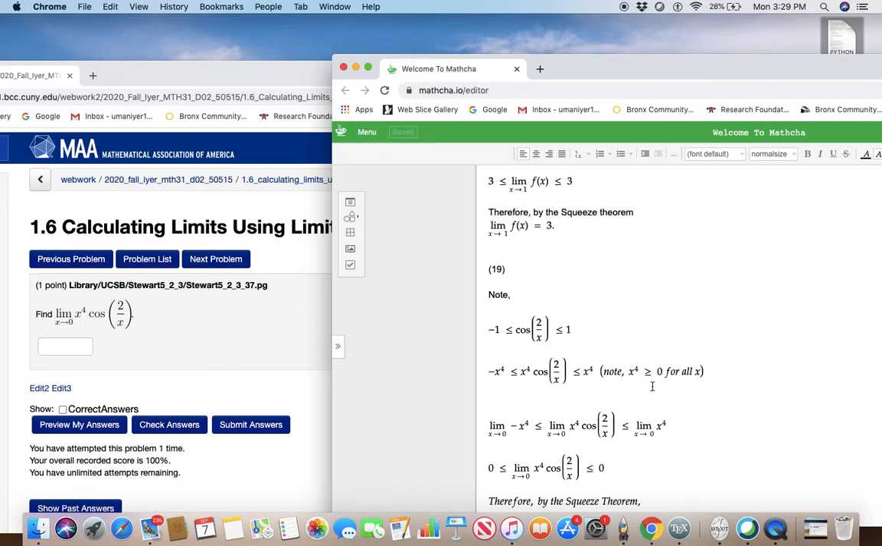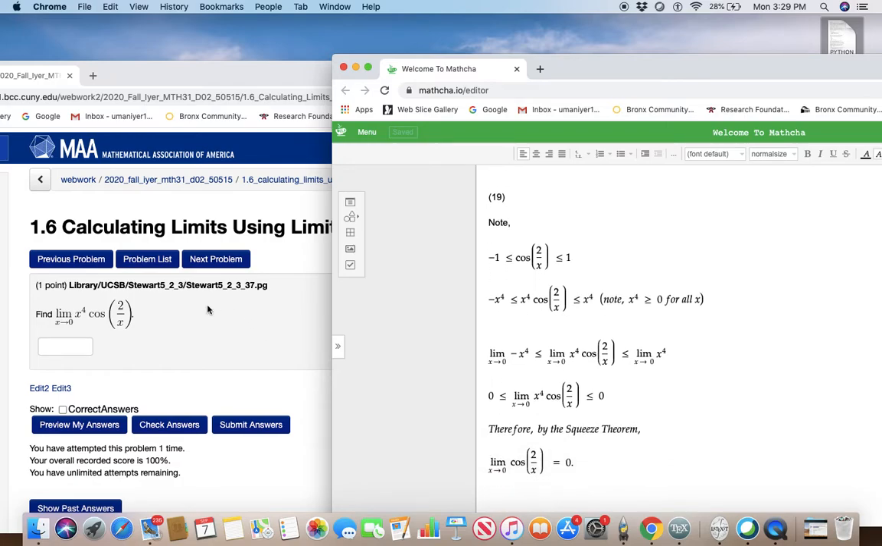x to the 4th is, mind you, because it's a 4th power, greater than or equal to 0 for all x. So when I multiply by x to the 4th, the inequality is maintained. So I get negative x to the 4th is less than or equal to x to the 4th cosine of 2 over x, which is less than or equal to x to the 4th. Now take the limit as x approaches 0 of the three functions.